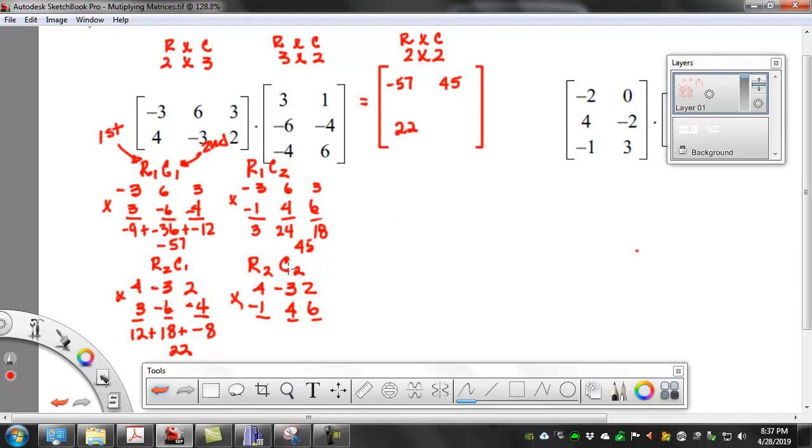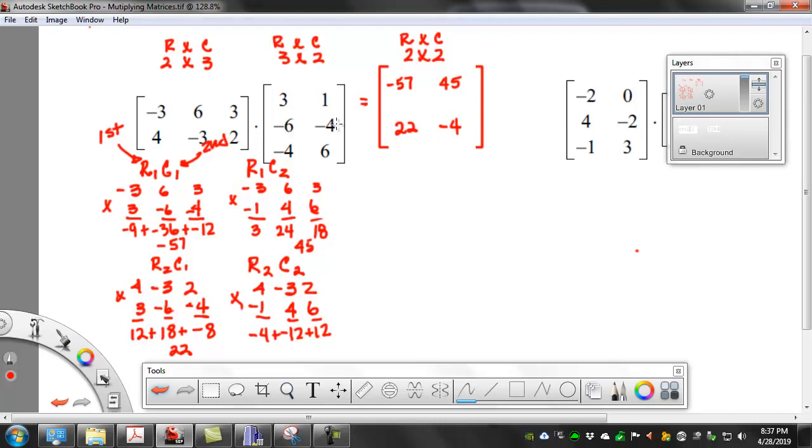Now we'll go ahead and do row 2, column 2. The row stays the same. I take the second column, lay it down. First number, second number, third number in the column, right? Times it to the first row. 4 times a negative 1 is a negative 4. Negative 12. And a positive 12. I add all those three numbers together, and I get a negative 4. So that is the correct answer for multiplying these two matrices together.